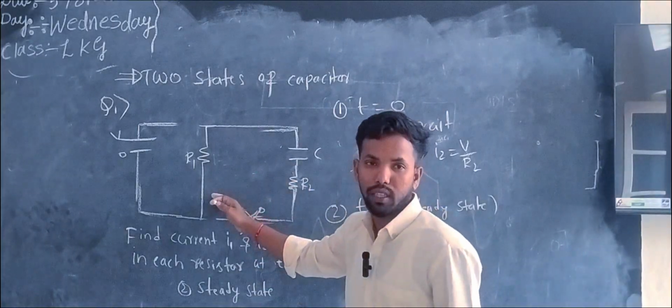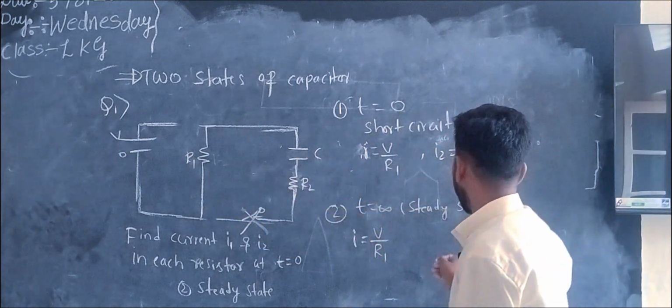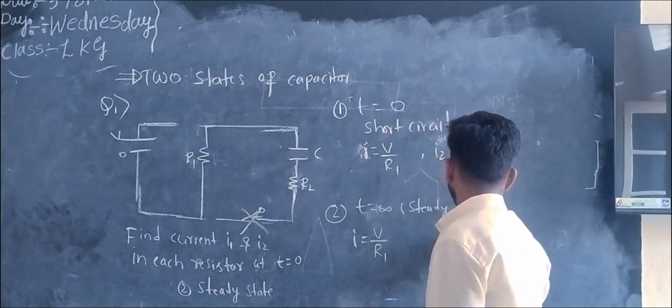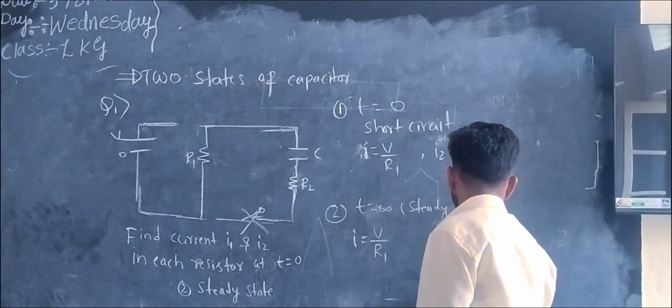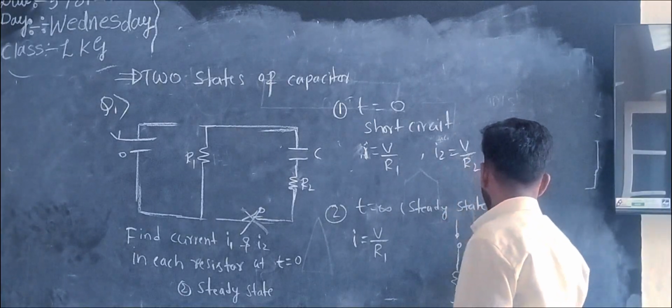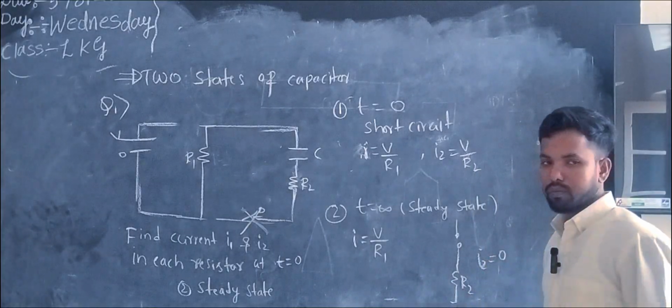There is no capacitor. V is equal to I by R1. Here this will become open circuit. First this one becomes open circuit. So this one becomes open circuit. R2, so I2 will become open circuit means 0. This case.